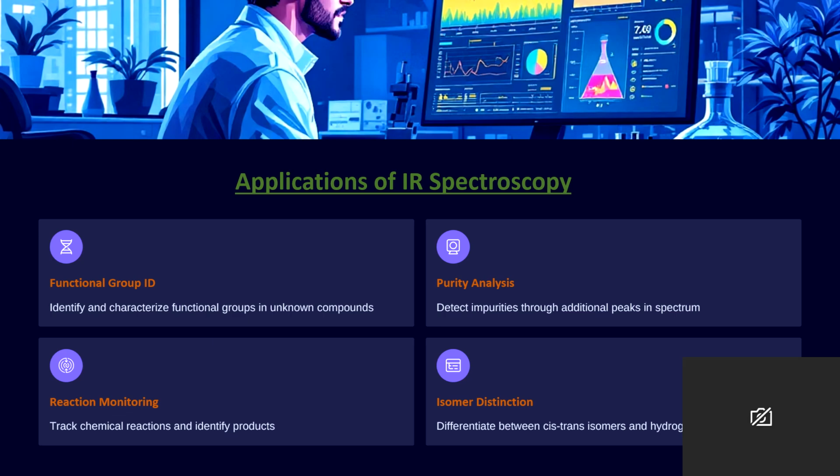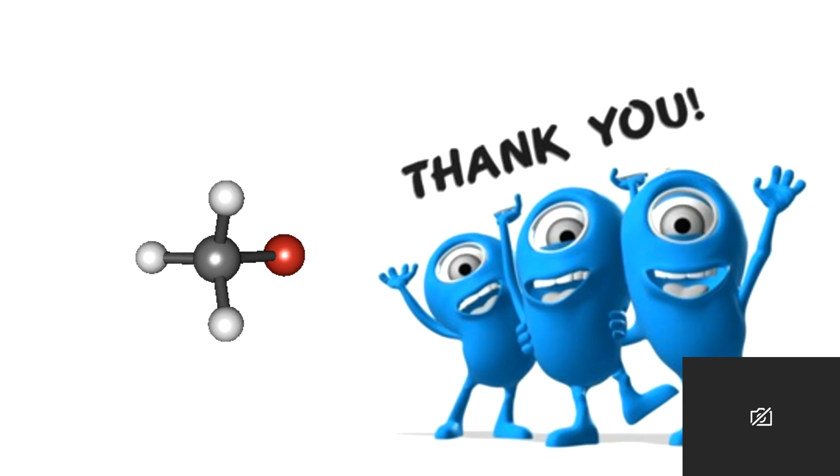Now, here are some of the applications of IR spectroscopy. IR spectroscopy can be used to determine the functional groups of the molecule. It can also be used to determine the purity of the compound, how pure our compound is. It can also be used for reaction monitoring to see whether our reaction is completed or not. And finally, it can be used to separate the isomers of any molecule.